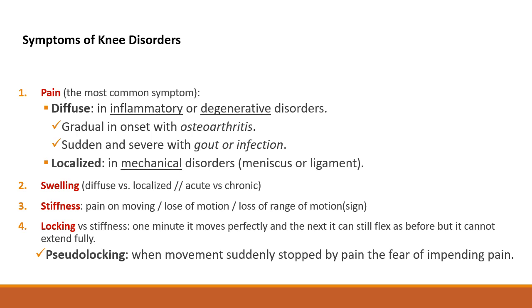Locking means that there is a loss of motion in one plane in a certain direction, and it is usually due to a mechanical problem like a loose body inside the knee joint. If there is a loose body inside the knee joint, the patient may not be able to do a full extension as there is a wedge blocking the knee from doing that movement. If he shakes the knee and the loose body moves to another place, then he can perform the movement easily. Pseudo-locking is when the movement stops suddenly, mainly due to pain, not due to a mechanical structure.